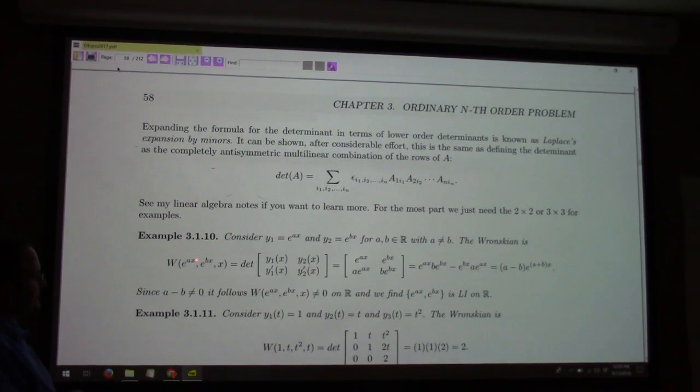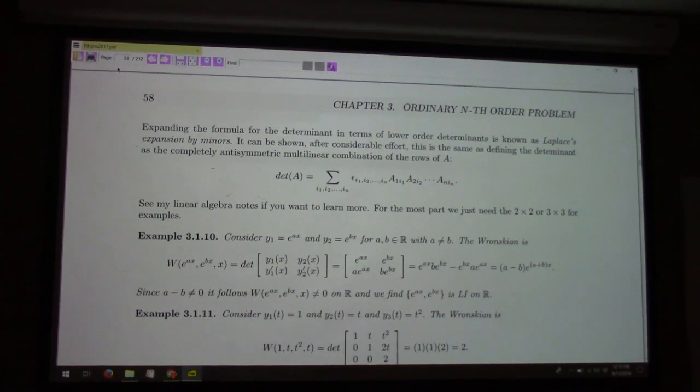Here I've calculated the Wronskian of e to the ax, e to the bx, and I show that it's (a minus b) times e to the (a plus b)x. When would the Wronskian be 0 here? A equals b. Does it make sense that e to the ax should not be independent from e to the ax? I think it does. Those are the same function, right? Surely the same function should be linearly dependent on itself.